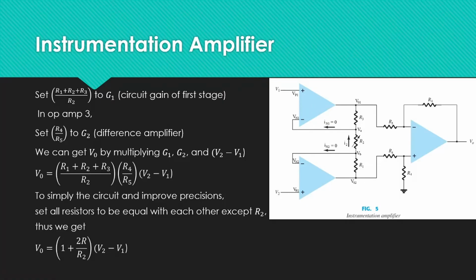In that case, R2 becomes the gain control resistance of the circuit. Its value relative to R sets the gain. Thus, the instrumentation amplifier is a high sensitivity, high gain deviation sensor.